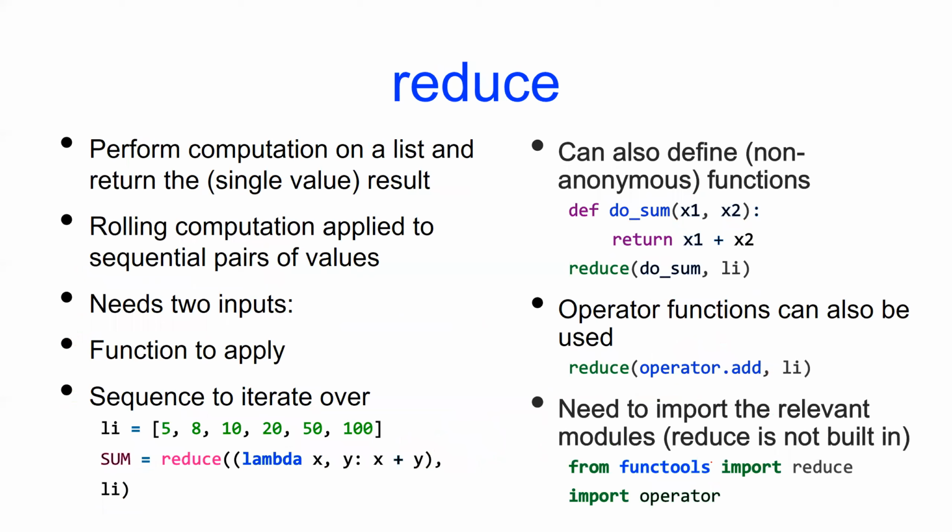So there's another concept called reduce. Reduce is, how to say, you get a list, and now I want to reduce that list to a single value based on the action I define. So basically, it needs two inputs. One is a function to apply, another is a sequence to iterate over.